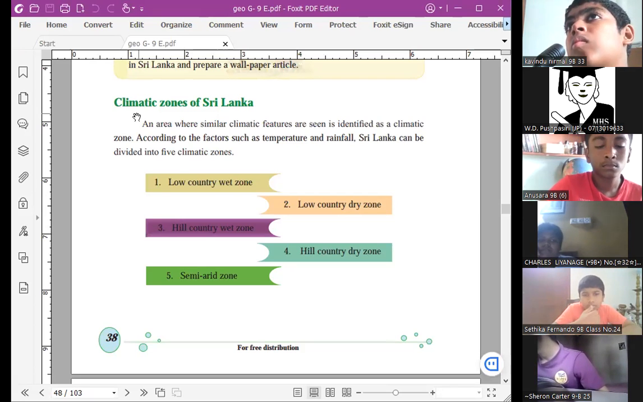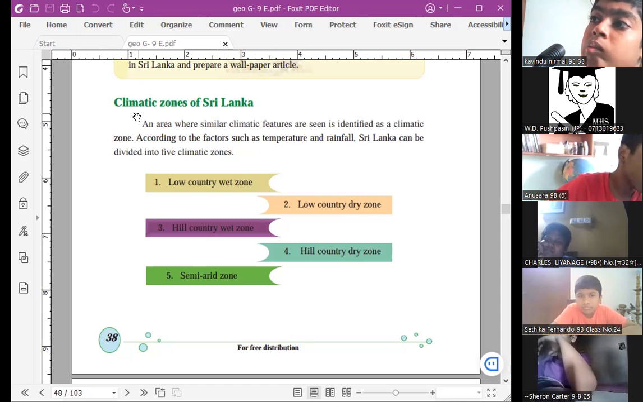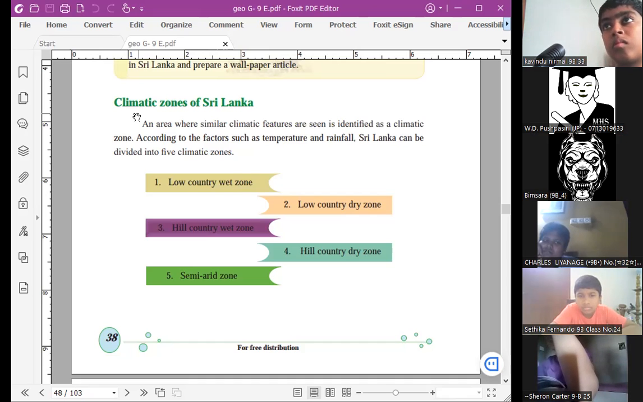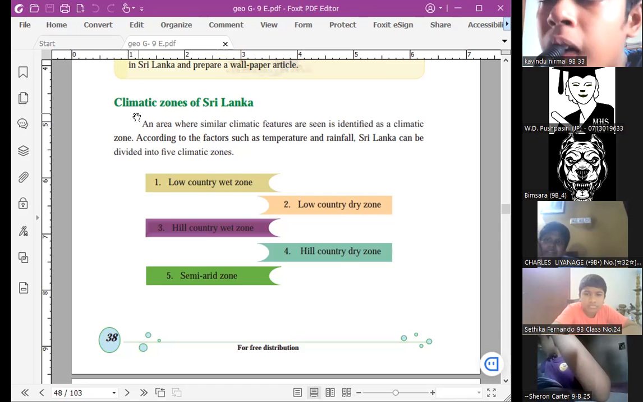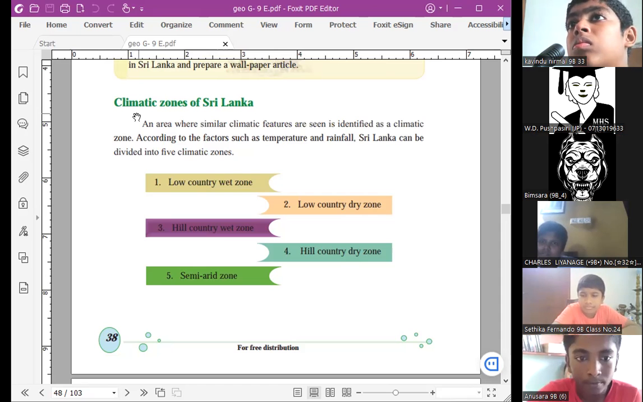Right. So an area where similar climatic features are seen is identified as a climatic zone according to factors such as temperature and rainfall. Sri Lanka can be divided into 5 climatic zones. So there are 5 climatic zones which have been divided according to which factor? Climatic feature. Rainfall. Temperature and rainfall. So according to temperature and rainfall only, we divide into five zones, right?